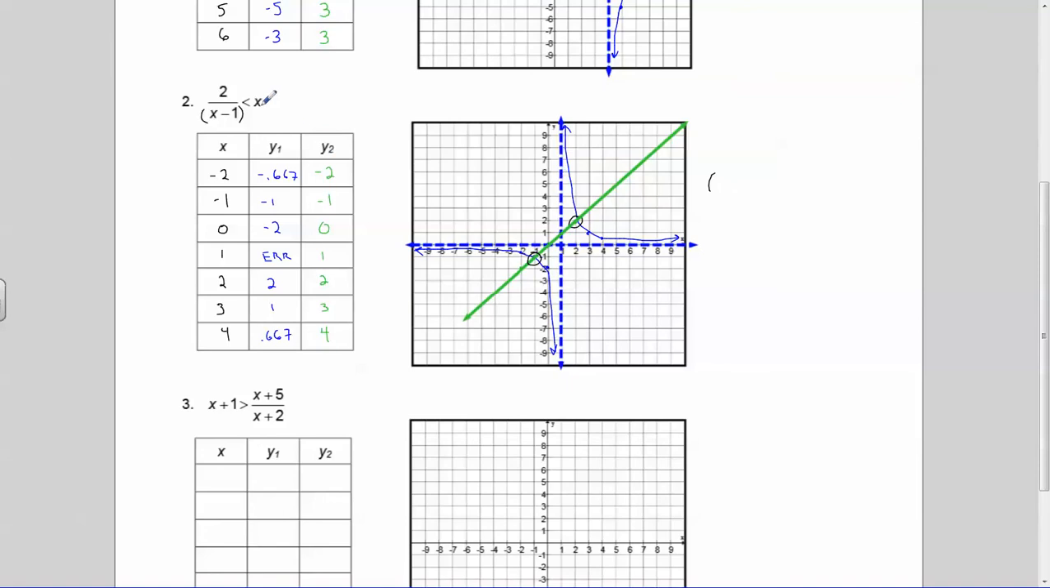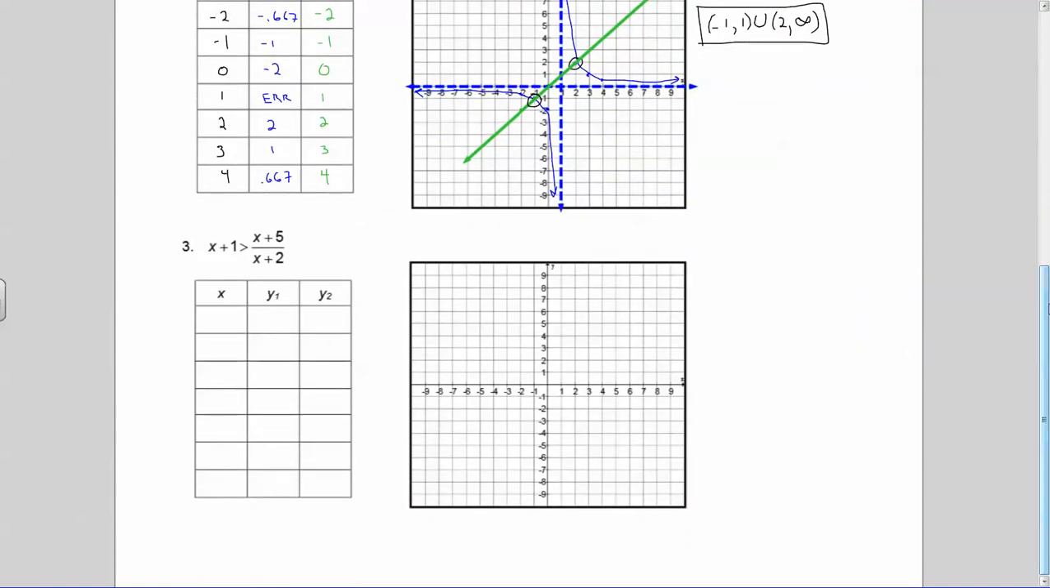And again, we are dealing with just less than, not less than or equal to. So negative 1 to 1, or 2 to infinity. And that's our solution.